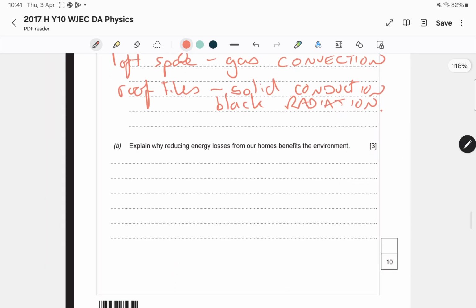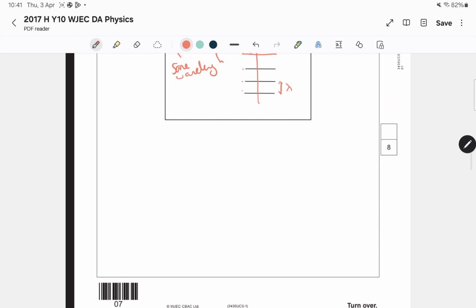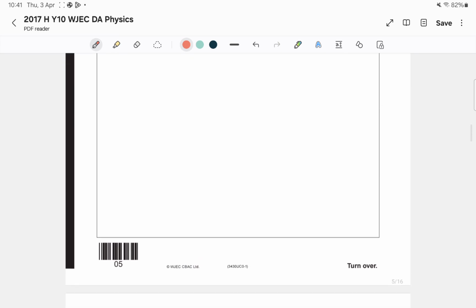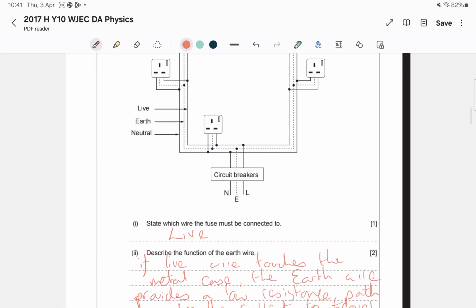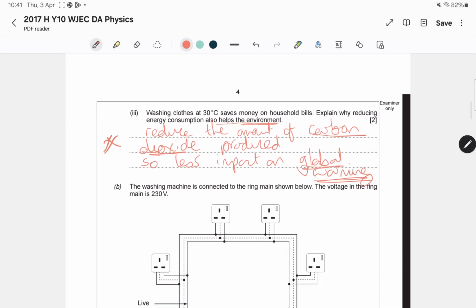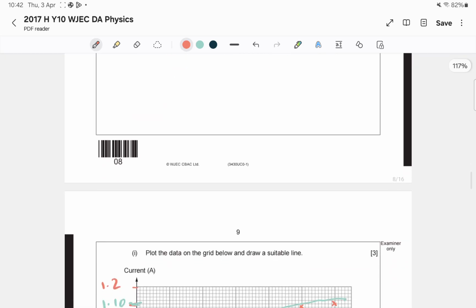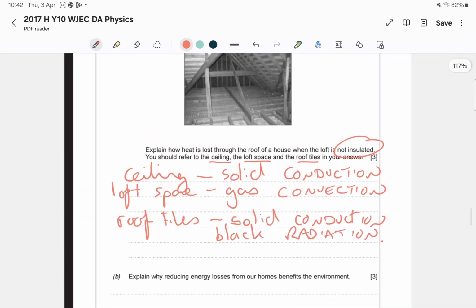Why does reducing energy losses from our home benefit the environment? Yeah, we don't have to produce more heat, which has less impact on global warming. Because to make heat, we might have to burn fossil fuels. So it's exactly the same answer, or very similar.